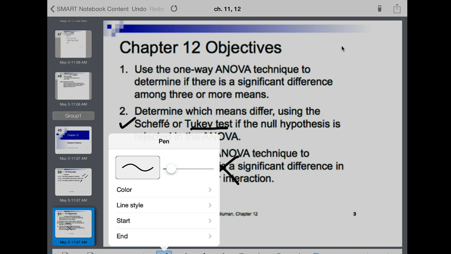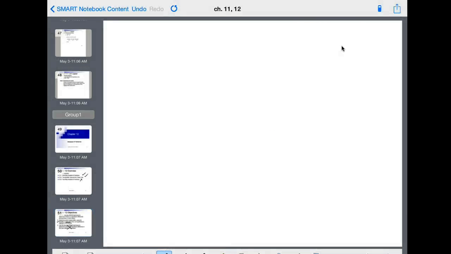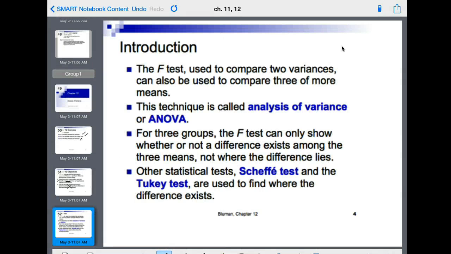Okay. So, introduction. The F test used to compare two variances can also be used to compare three or more means. This technique is called the analysis of variance, or the ANOVA. For three groups, the F test can only show whether or not a difference exists among three means, not where the difference lies. It's important.